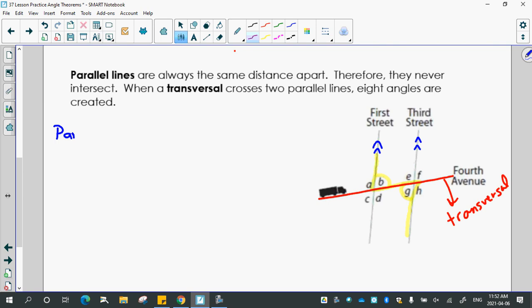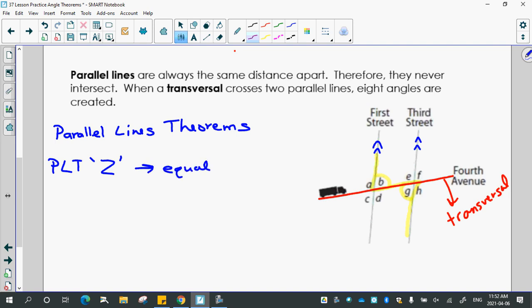Parallel lines theorems, I'll write them down. And the short form is PLT, and then you put in little quote marks what letter you're talking about, so the letter Z. PLTZ creates equal angles. So an example would be angle B equals angle G in our diagram. The underarms of the Z are equal. Okay?